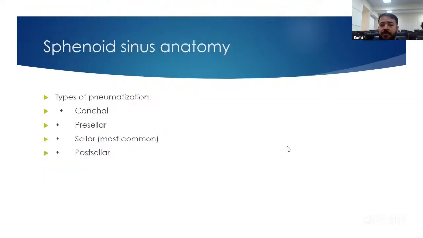This is the sphenoid sinus anatomy, which is the pneumatization of the sphenoid sinus. That is basically very important for the neurosurgeons. They have four types: conchal, pre-sellar, sellar, and post-sellar. Sellar is most important, and we are identifying the sphenoid sinus on the sellar portion, and we are going to the lateralization of the whole sphenoid sinus, right side and left side, and also the midline septum.